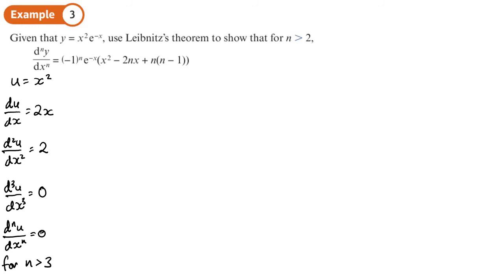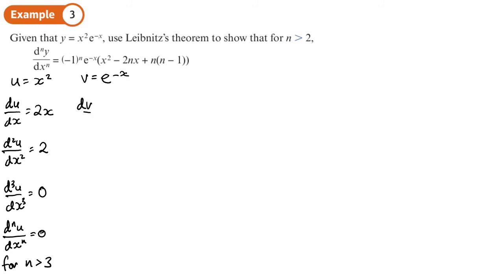So we're only really going to have in this nth derivative 1, 2, 3 terms. Anything after that, all those terms are going to be 0. Now let's look at the other part of the product, which is v, which is e to the minus x.